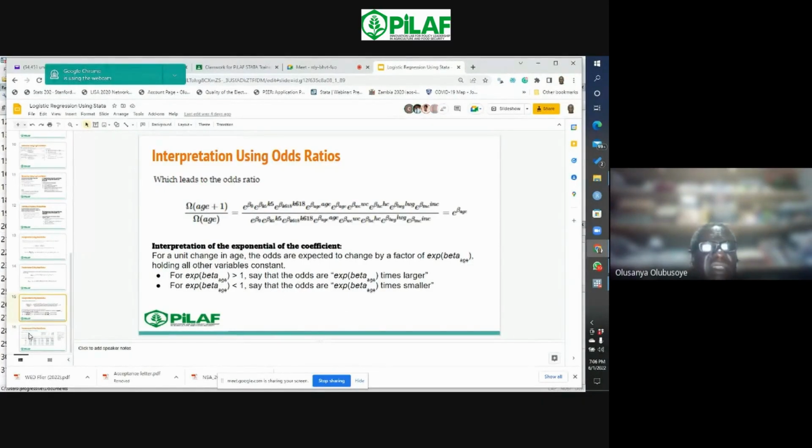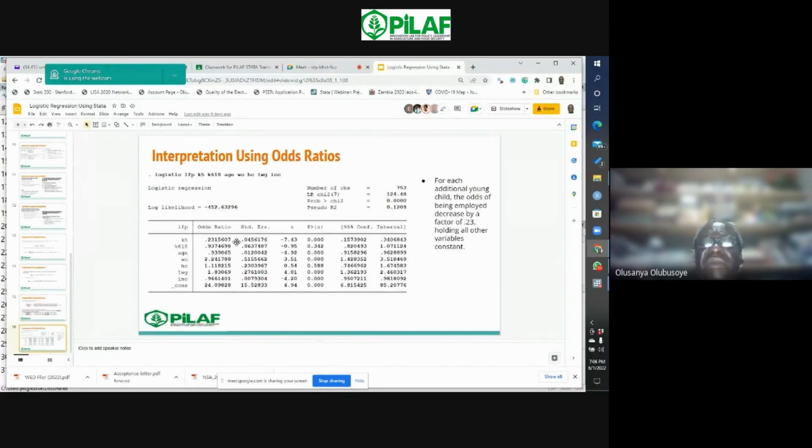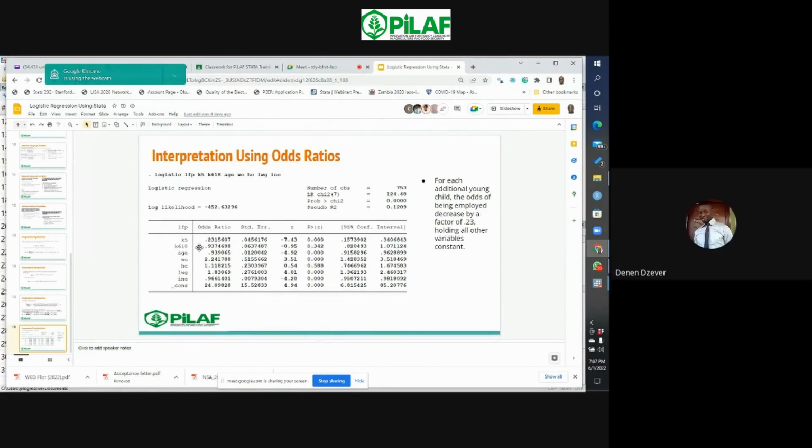Again, if you look, this is well stated here. So this is the odds ratio that is reported. It simply says that for each additional young child, the odds of being employed or participating in labor force is reduced by a factor of 0.23, holding all other variables constant. The same thing.